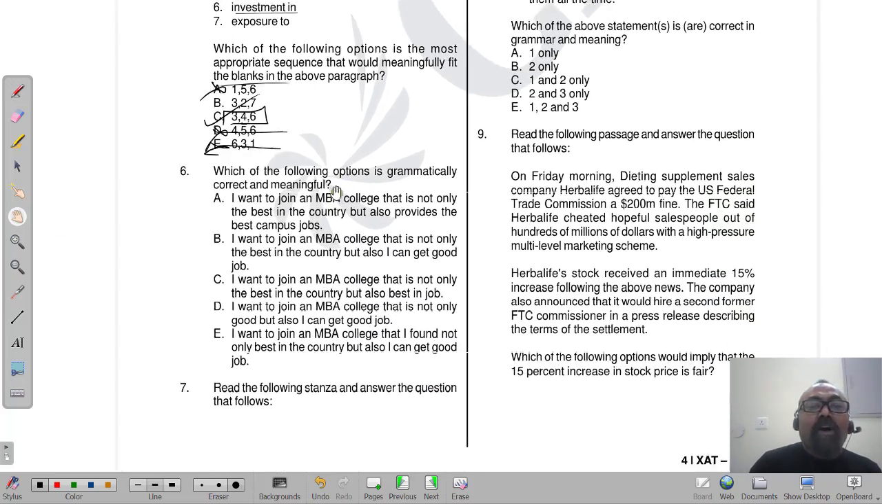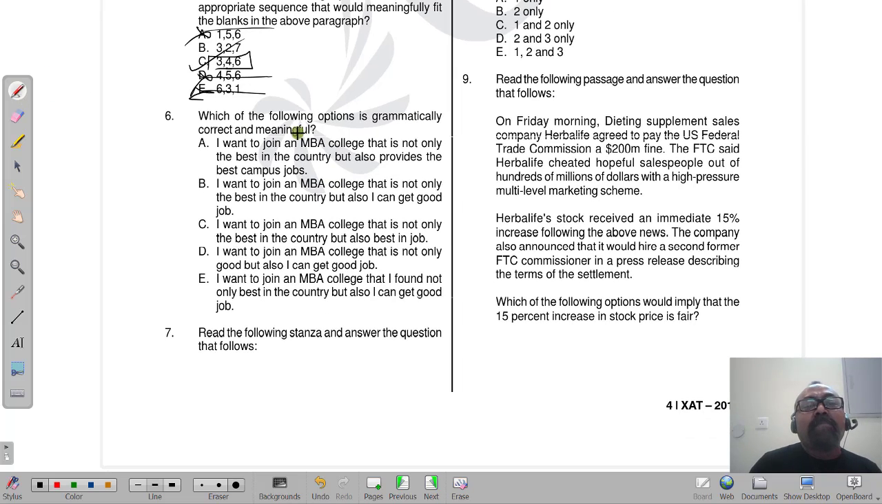So let's look at which of the following is grammatically correct and meaningful. So we have these 5 options. We are looking at grammatically correct ones, and there are incorrect ones. So what you have to do is pick one of the sentences, read that sentence completely, and try to understand what message the sentence is trying to say. And once you understand the message, look at which sentence has some problem.